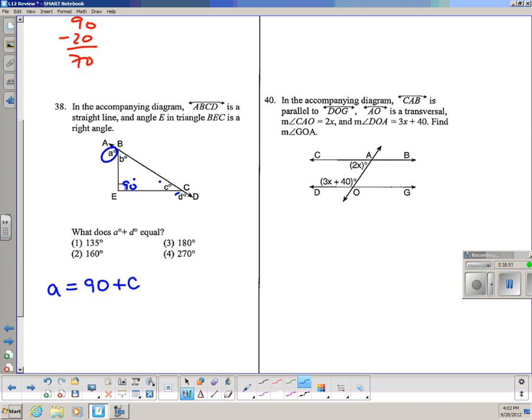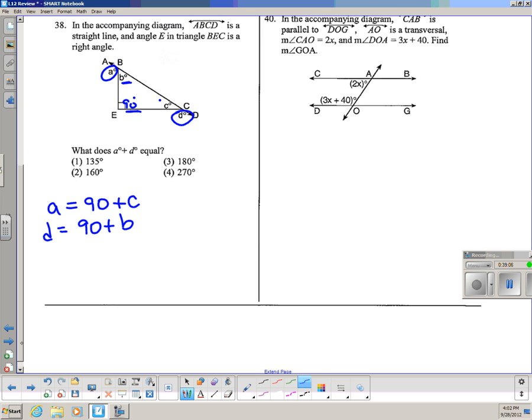Similarly, D is an exterior angle, and now the remote interiors are 90 and B, the ones far away from it. So D is equal to 90 plus B. I want A plus D. So if I add up the left-hand side of the equations, A plus D equals the sum of all these things. So 90 plus 90 is 180, plus B plus C.